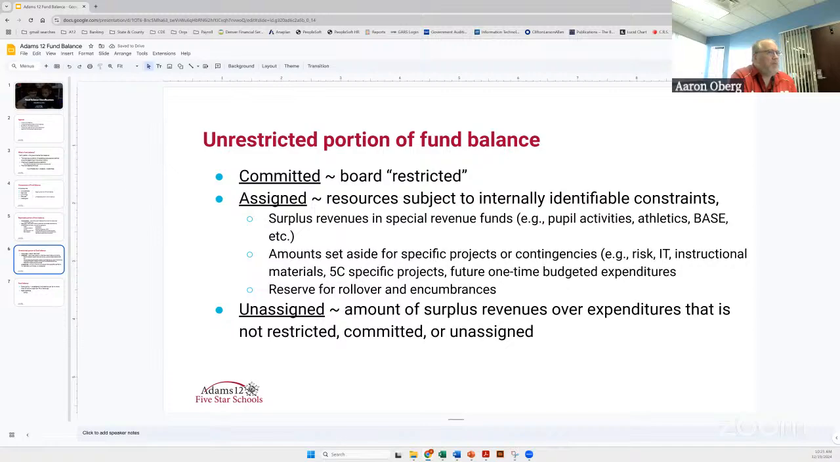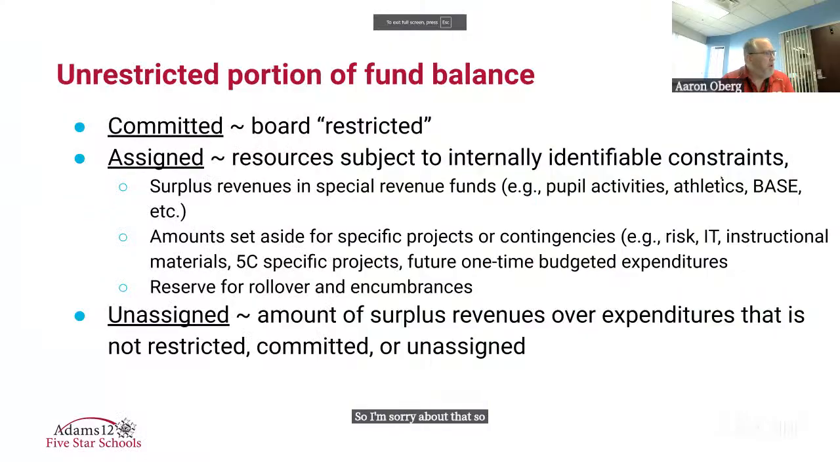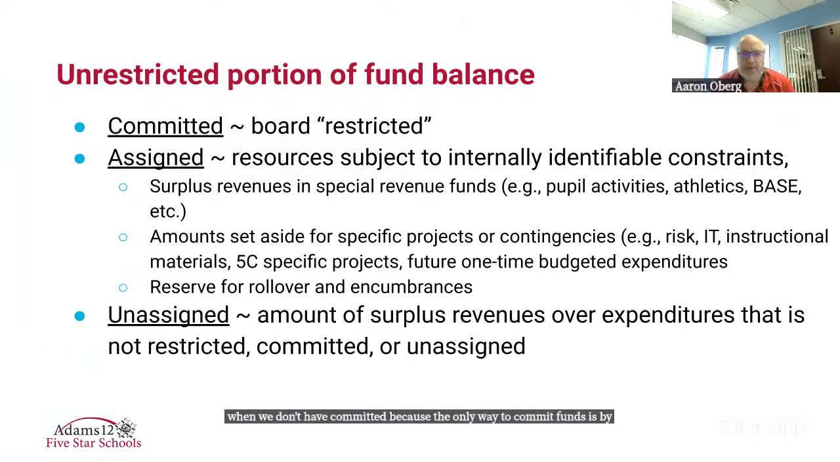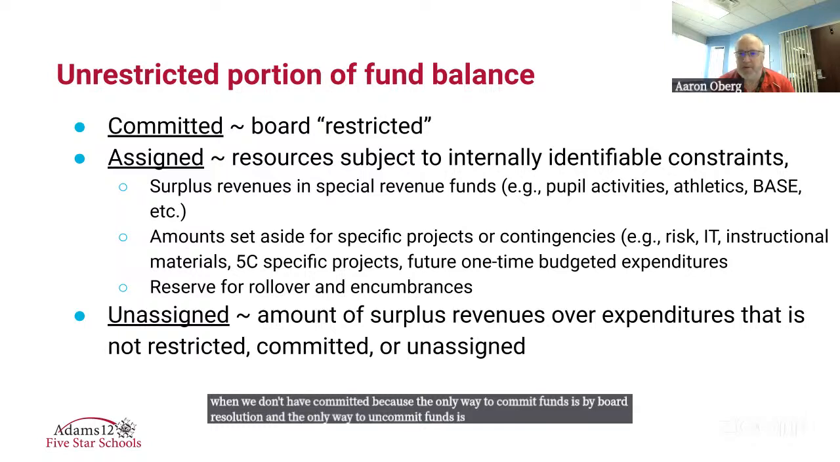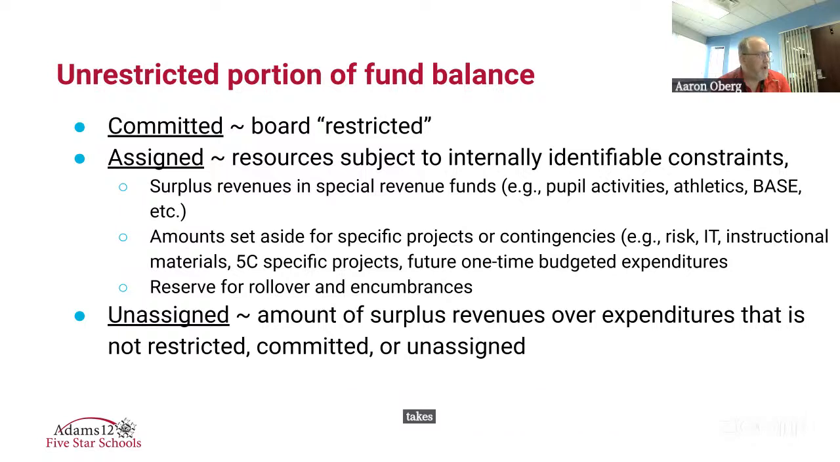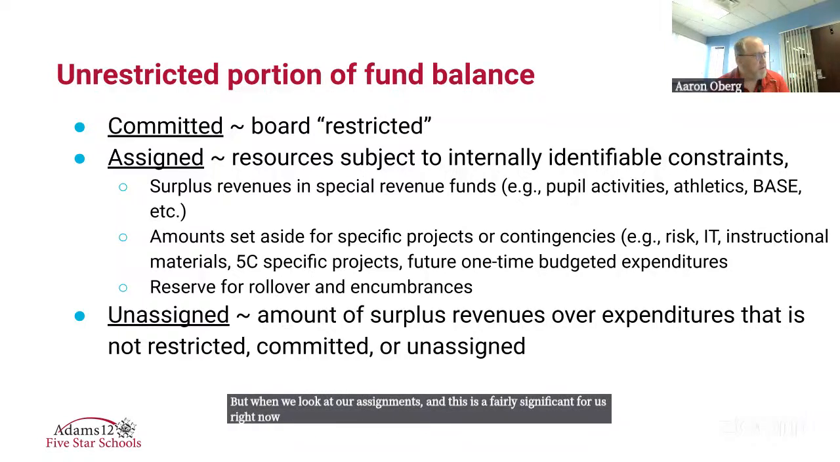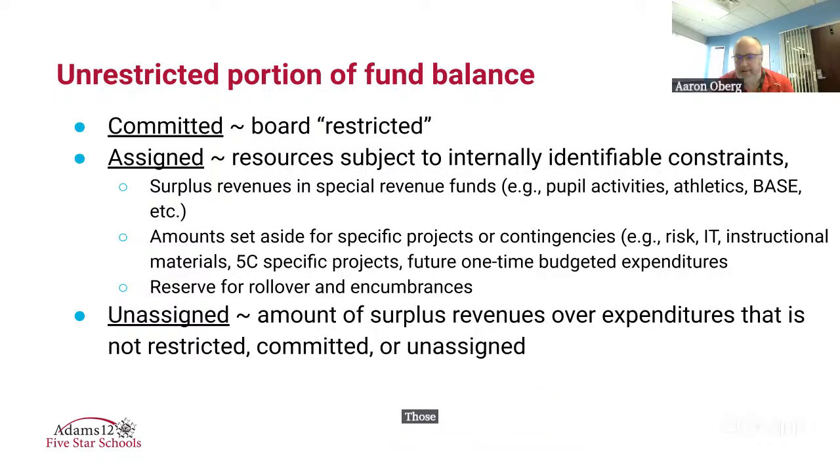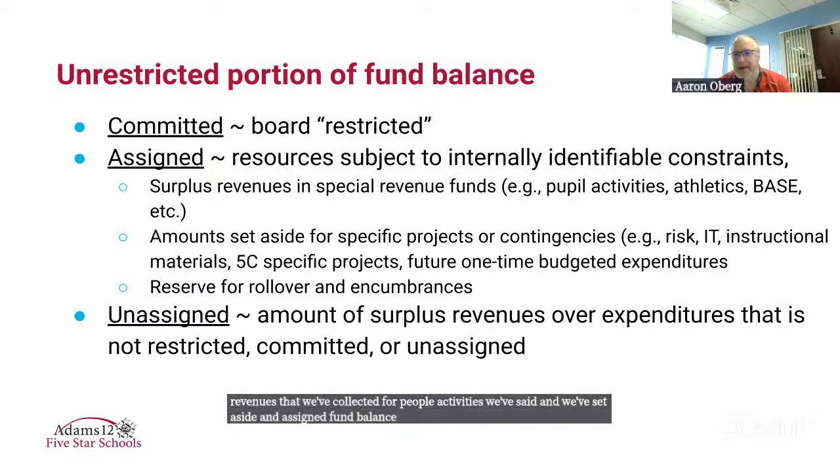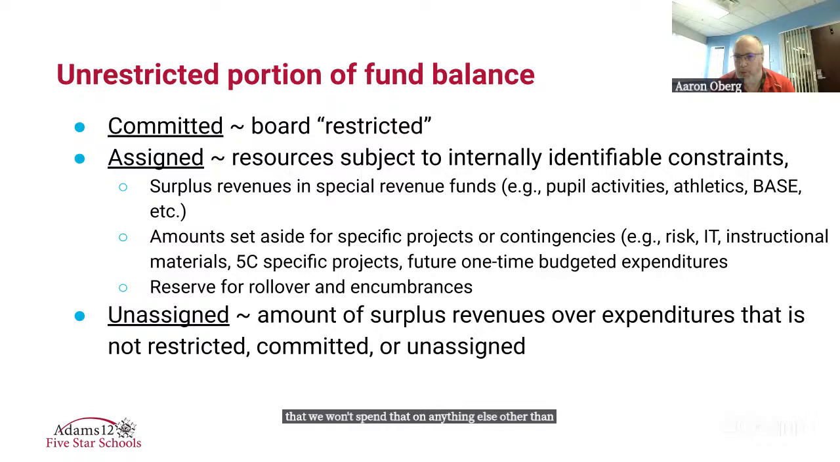So, sorry about that. When we don't have committed, because the only way to commit funds is by board resolution, and the only way to uncommit funds is by the same board resolution. So it takes a lot to do that. But when we look at our assignments, and this is fairly significant for us right now, the assignments of those fund balances, those relate to pupil activities. So we have revenues that we've collected for pupil activities, and we've set aside an assigned fund balance that we won't spend on anything else other than pupil activities, the reason why we collected it.